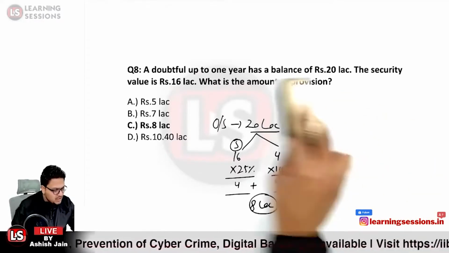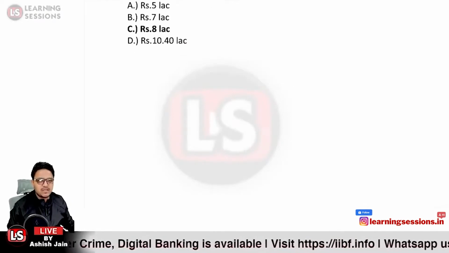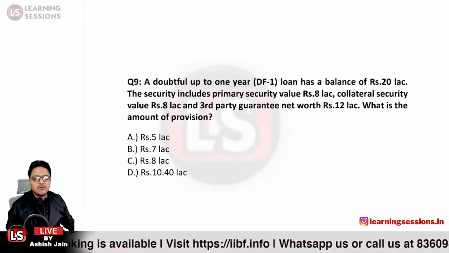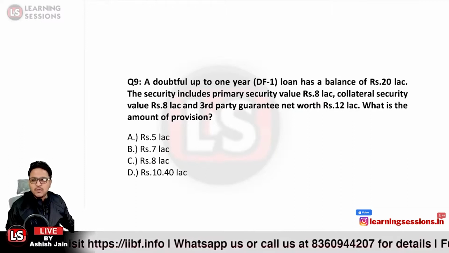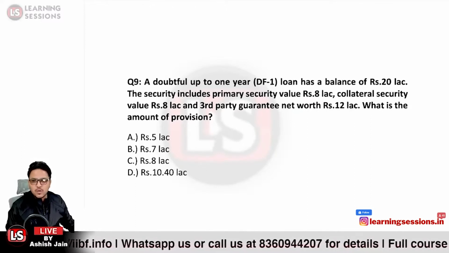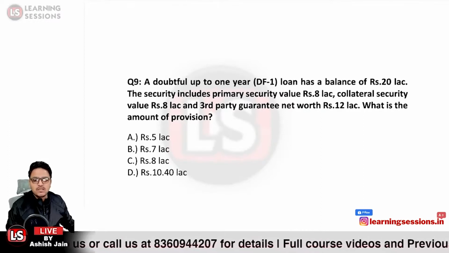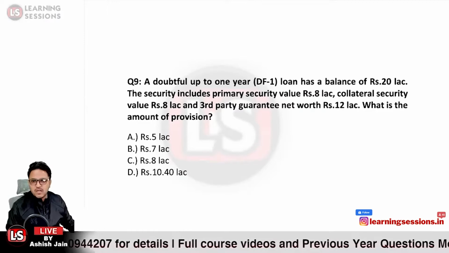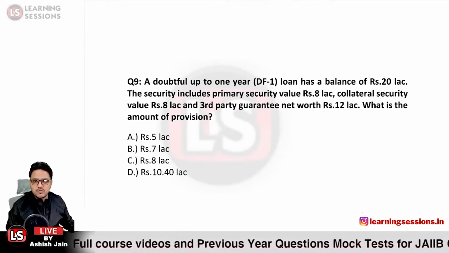Okay. Now let's move to another question, that is the 9th one, which says a doubtful up to 1 year loan has a balance of 20 lakh rupees. The security includes primary security valued at 8 lakh rupees, collateral security valued at 8 lakh rupees, and a third party guarantee with net worth of 12 lakh rupees. What is the amount of provision in this particular case? So we need to calculate the amount of provision that is to be created.